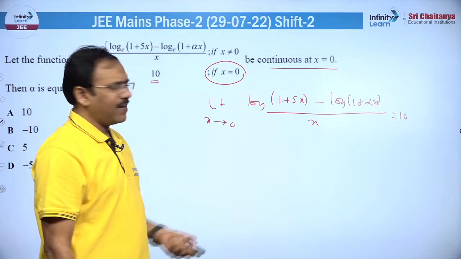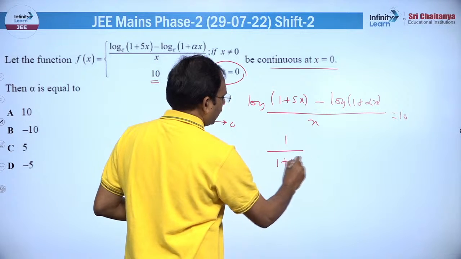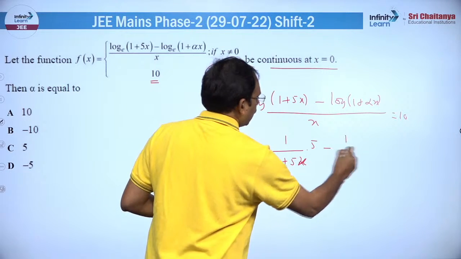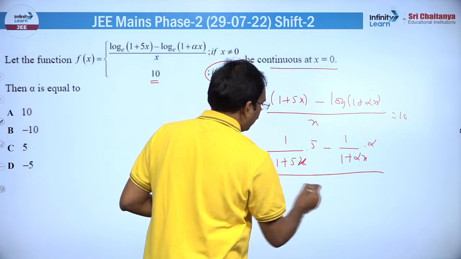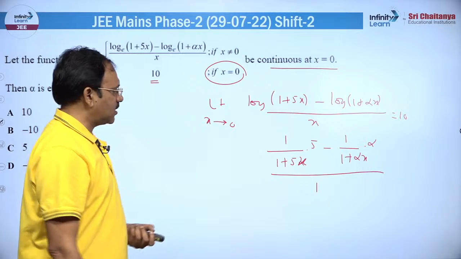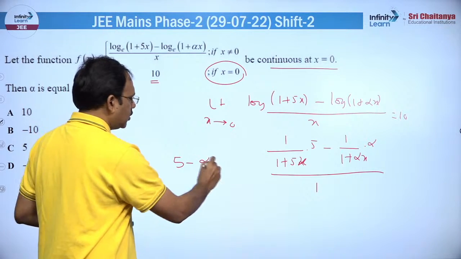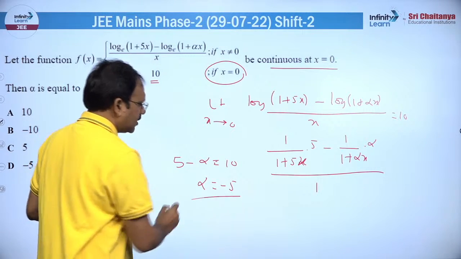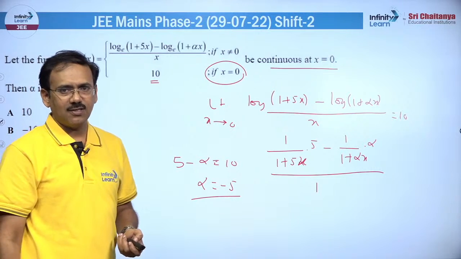So, you can apply L'Hopital's rule, simple limit, my dear friends: 1 by (1 plus 5x) into 5 minus 1 by (1 plus alpha x) into alpha by 1, you just apply the limit as x tends to 0. You will get 5 minus alpha, this should be 10, my dear friends. So, alpha is going to be minus 5, that is it. So, answer is option D, the right answer.